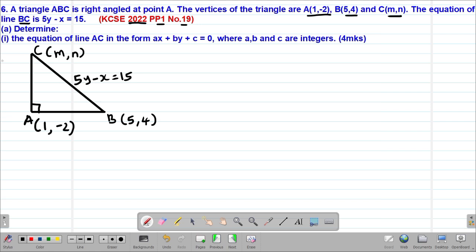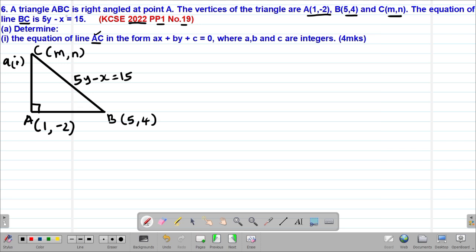So in part (a)(i) of the question, I'm being told to determine the equation of the line AC in the form ax plus by plus c equals 0, where a, b, and c are integers. Now, for us to get the equation of a straight line, we need to have at least one coordinate along that particular line, and of course the gradient. So of course, for AC, I'm already given the coordinate for point A. So what I need to find is the gradient of the line AC.